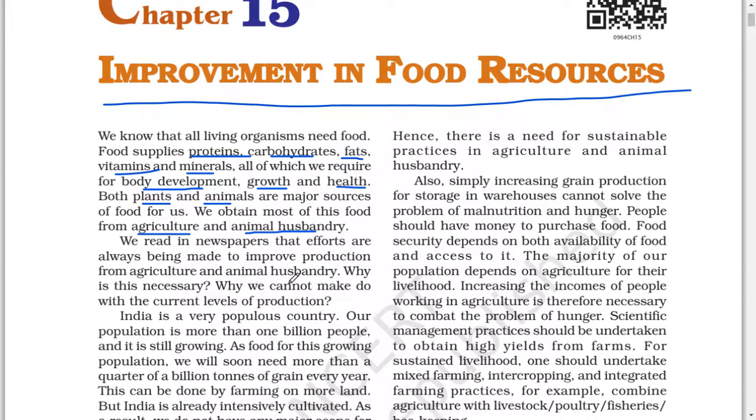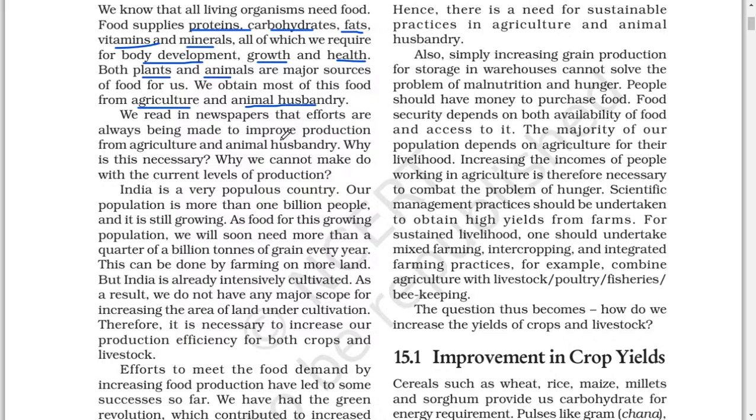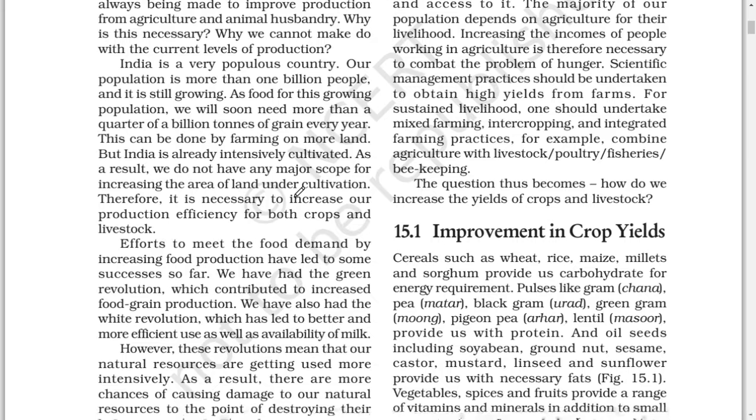We read in the newspaper that efforts are always being made to improve production from agriculture and animal husbandry. Why is this necessary? Why can we not make do with the current levels of production? India is a very populous country. Our population is more than 1 billion people and it is still growing. As food for this growing population, we will soon need more than a quarter of a billion tons of grain every year.